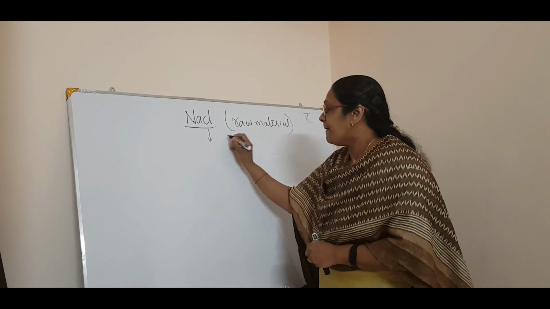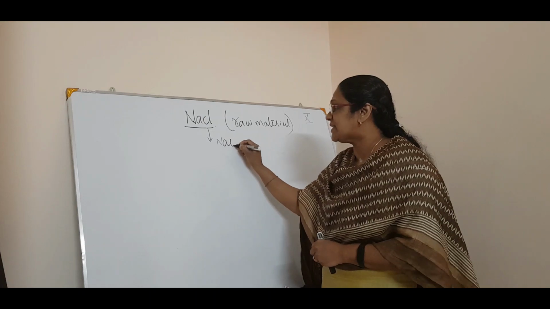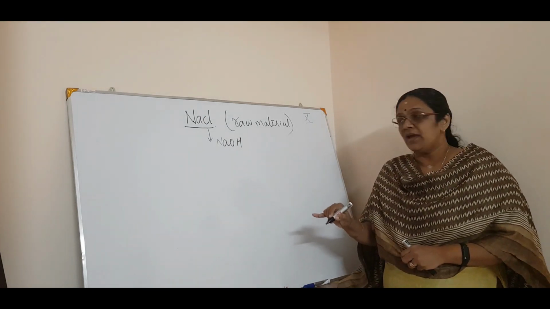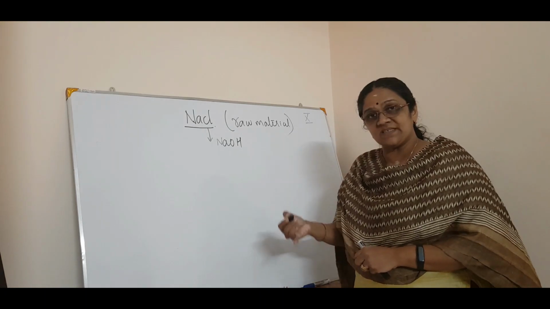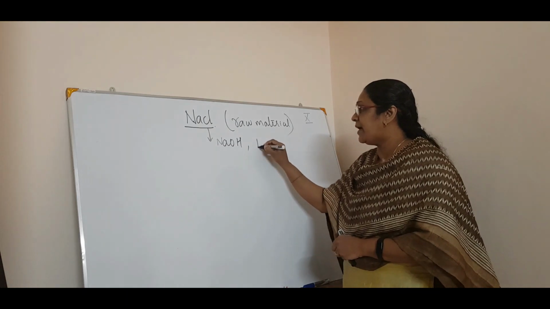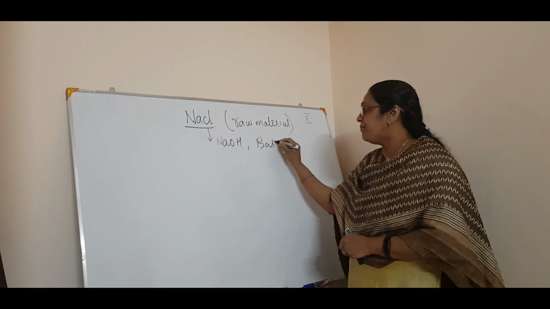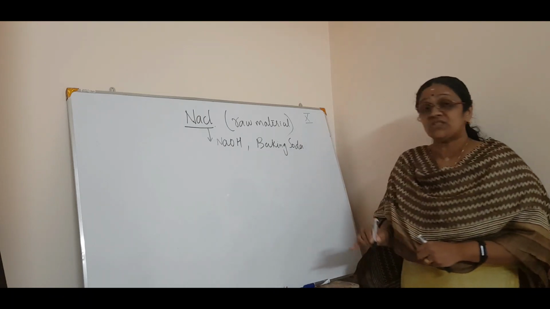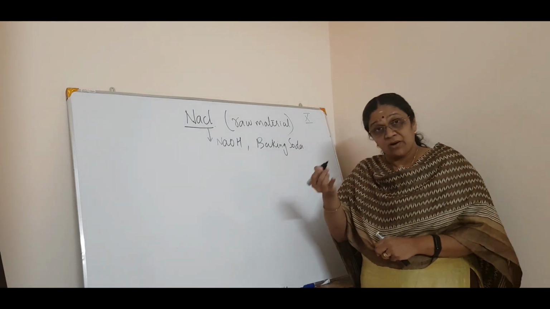For example, sodium hydroxide. It's a very useful compound in chemistry, in the laboratory, doing experiments, etc. So you can prepare sodium hydroxide. Then you can prepare baking soda. You know it? Baking soda, your mother will know it. Baking soda, which is used in making pakoras and all.